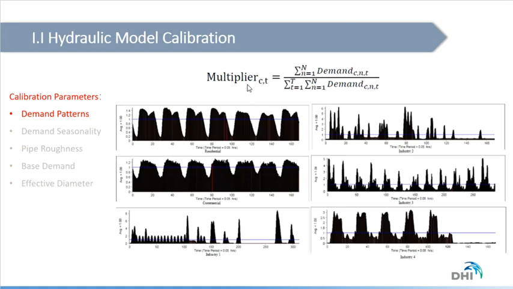The multiplier of category C at time t equals the sum of all n demand meter readings of this category at time t, divided by the sum of all n demand readings at all time steps.